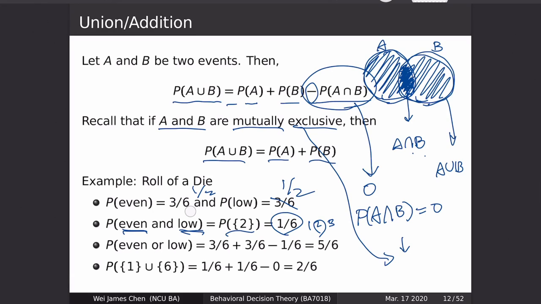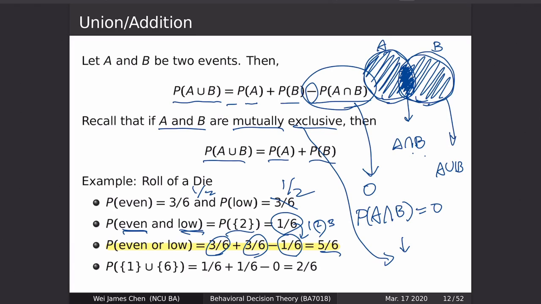I jumped to the second one. I was talking about this one. So if you want to know the probability of even or low, then you do the probability of even, plus the probability of low, minus the probability of even and low. And that gives you 5/6.